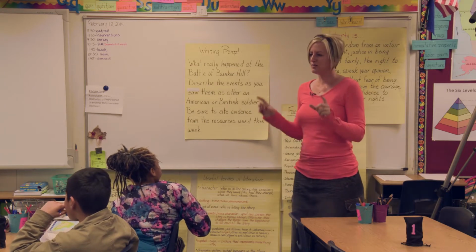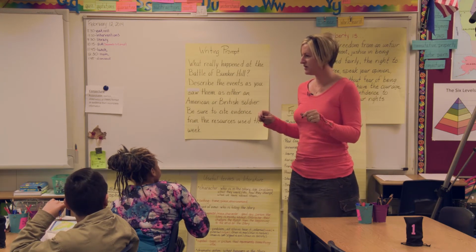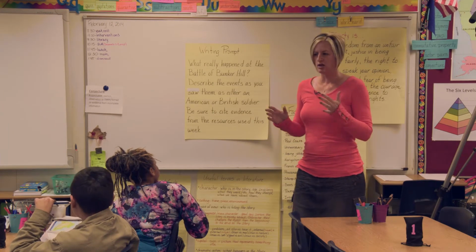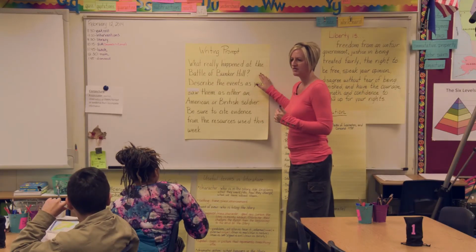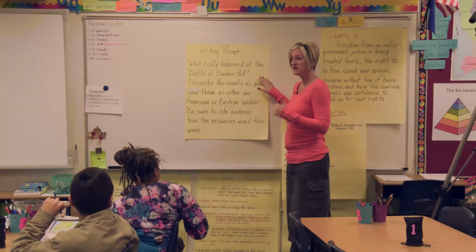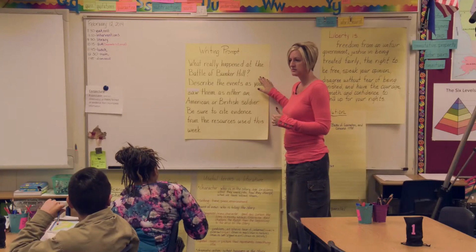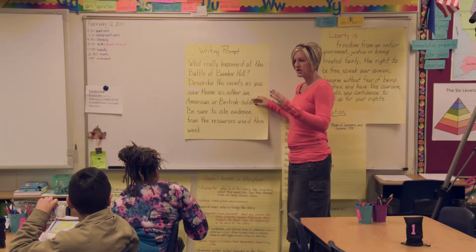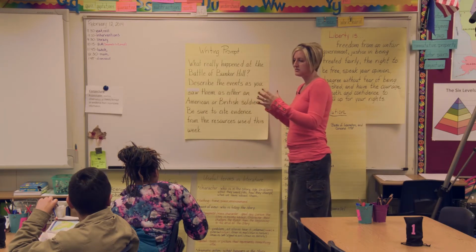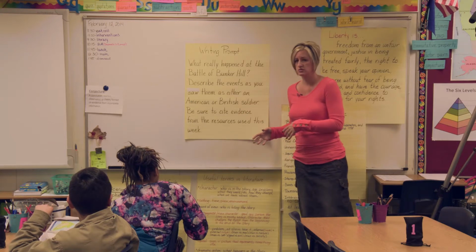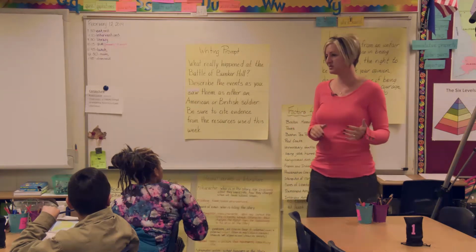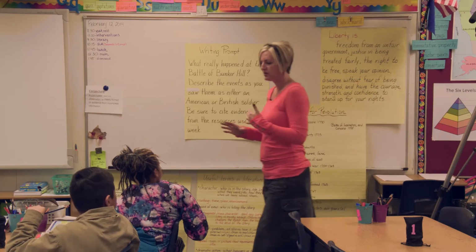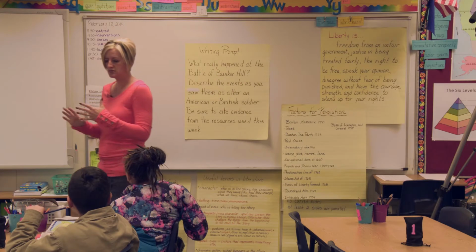So as you are building your background knowledge of the Battle of Bunker Hill, and as you are looking at different perspectives of the battle, you want to keep this in the back of your head. What really happened at the battle? Think about the events. But you're going to be having to think about them as either from the perspective of a British soldier or the perspective of an American soldier. Okay?